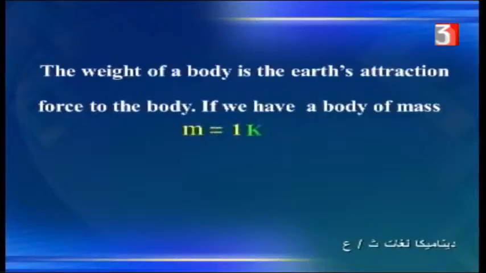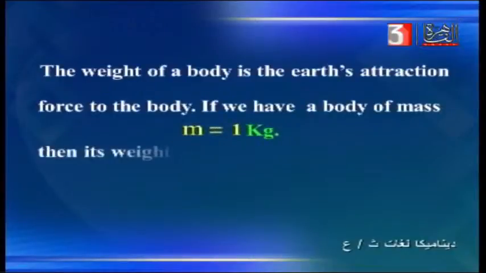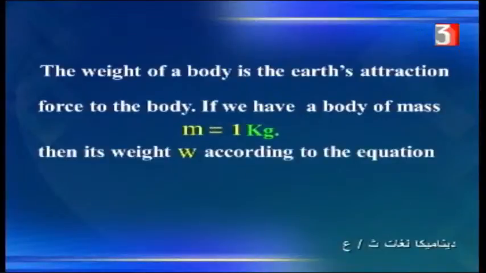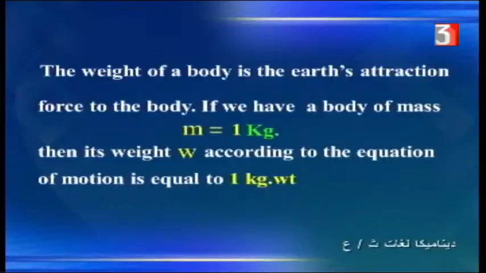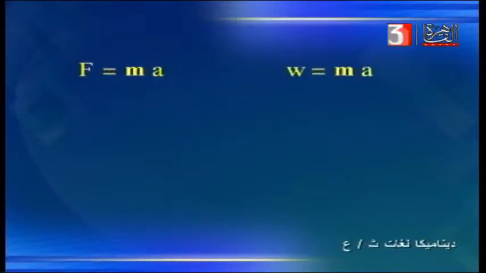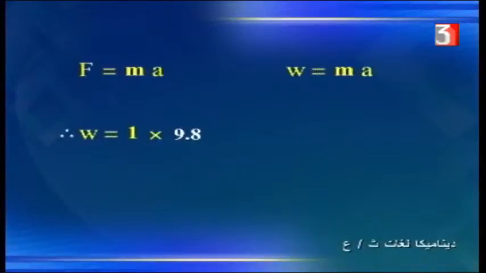The weight of a body is the Earth's attraction force to the body. If we have a body of mass m equals 1 kilogram, then its weight W according to the equation of motion is equal to 1 kilogram weight. And we know from Newton's second law, F equals ma. F is the weight of the body, then the weight of the body W equals ma. Then W equals 1 multiply 9.8, then the weight W equals 9.8 Newton, or the weight equals 1 kilogram weight.